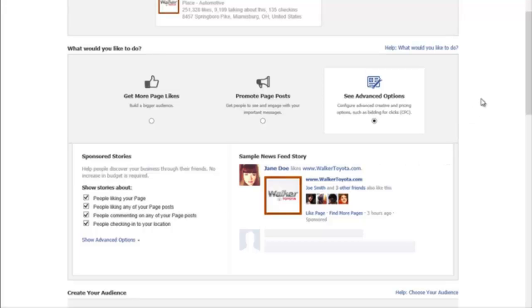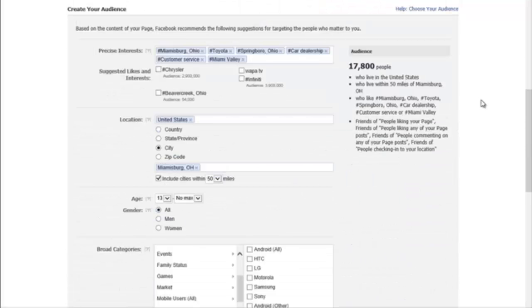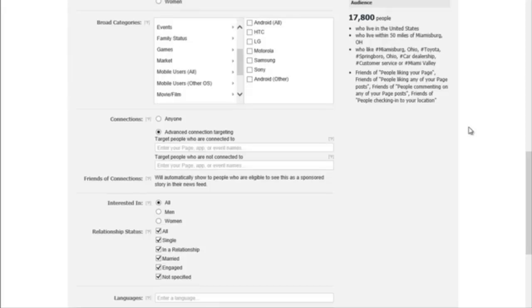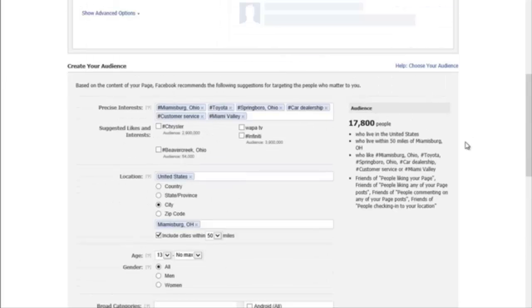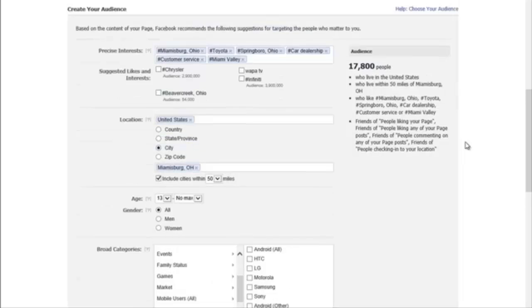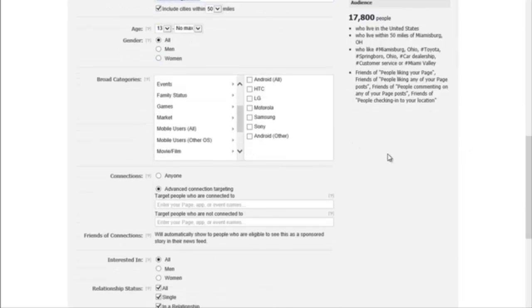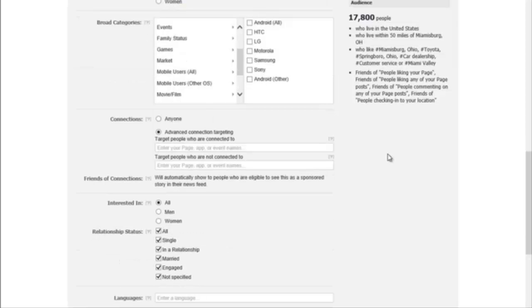Now we're actually inside of creating an ad. We're going to get into this in another video, but I want to show you something. I want you to look at some of the targeting options for a particular website, and don't pay attention to all these numbers at this point. We'll explain to you what these mean. In particular, here's what you'll notice. There are some advanced connection targeting options. You can literally target people who are connected to other people. You can target people who are not connected to other people. You can target people who probably like a page or a specific app or an event.